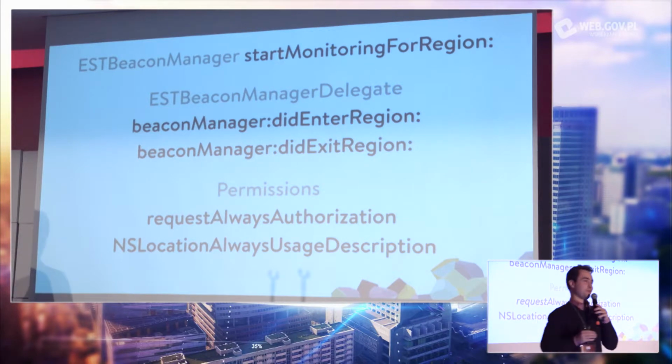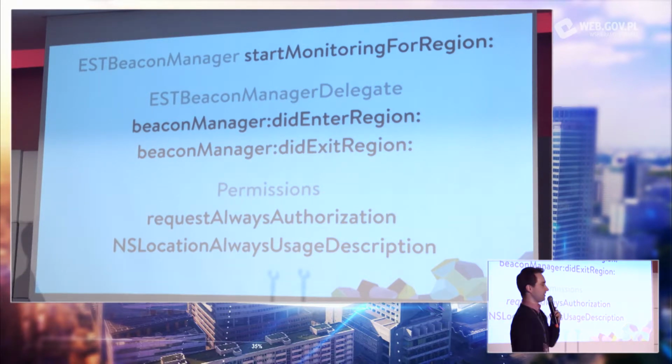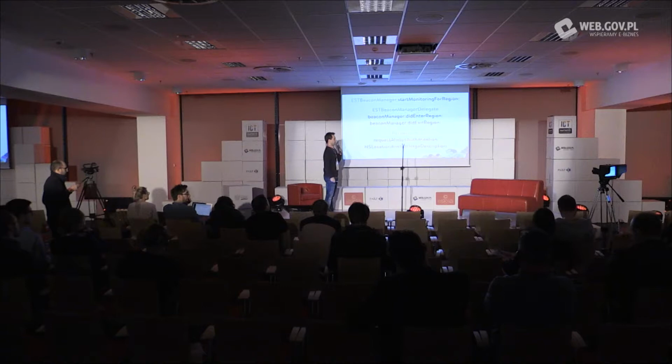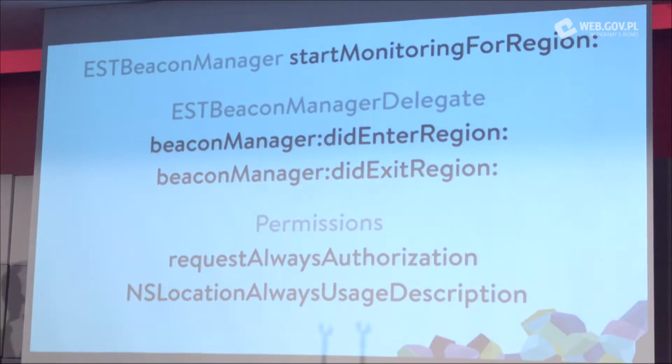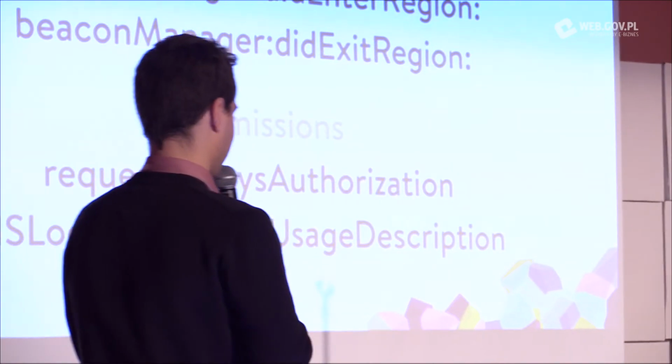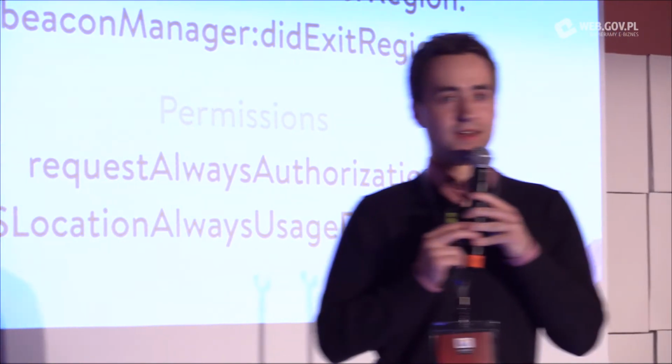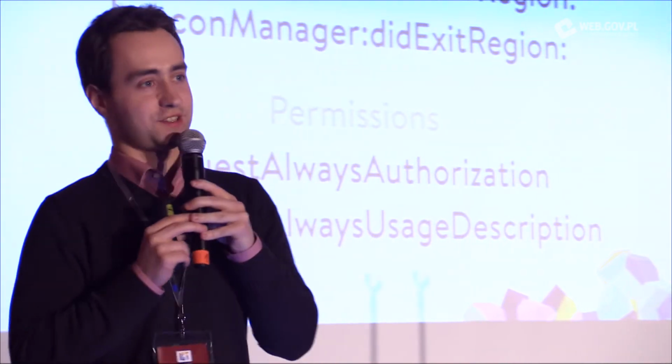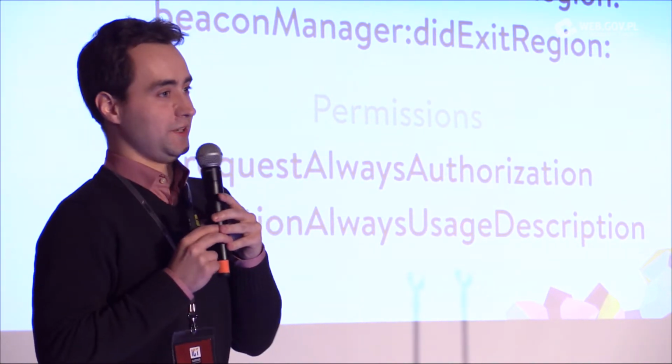There is this start monitoring for region where you pass the region which you actually defined beforehand, and boom, did enter, did exit. These two methods will get called whenever you actually enter or exit this beacon geofence, if you will. But there is something more here, the permissions part. If you think about it, it's really about location, right? Whether I'm in the Estimote museum, in which wing, at which exhibit. So Apple takes location data, location services, and privacy very seriously. So when they designed beacons, they said, hey, the user needs to grant you permission to access those location data in order for your app to use beacons.